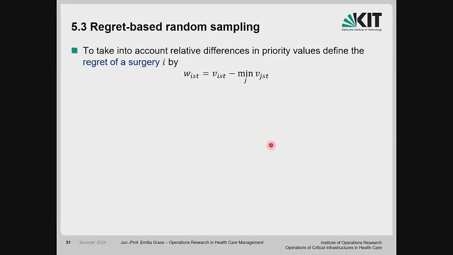So the next question is how to determine the drawing probabilities. Now we have the priorities, and now we would like to say with what kind of probabilities we choose surgery I for this particular day. So how to determine that? We start with the regret. Basically, how much would I regret if I chose option A instead of B, if it turns out that B would be better. Same for the surgeries. What if I choose surgery I, but should actually have chosen J? So the higher the difference, the higher the regret of choosing the wrong surgery to assign.